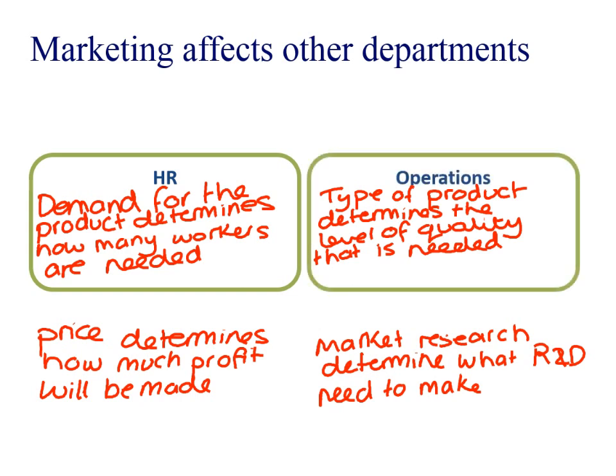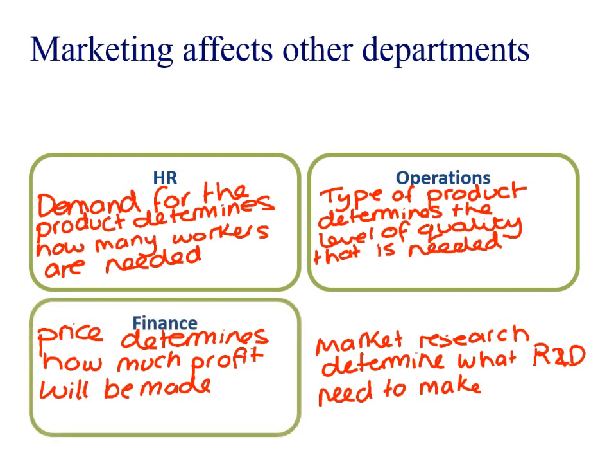Operations, the actual making of the product. Marketing will determine the type of product that's needed and required. Price is going to determine how much profit, how much revenue is going to be made, how much demand there's going to be as well. If you set a high price, you probably won't have as much demand as if you set a low price, but it depends on what's most profitable.